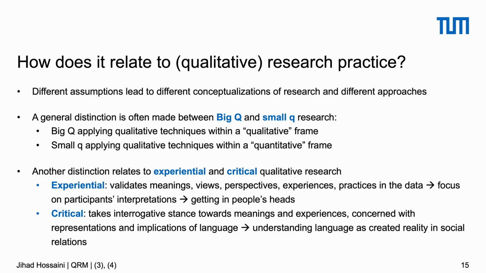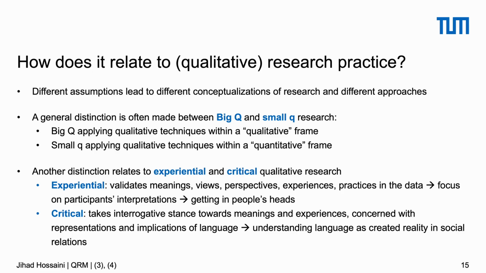Another distinction that we have is the distinction between experiential and critical qualitative research. Again, this is something that you will find in the Braun and Clarke book, and I think in the Willig book too, but you will find it for sure in the Braun and Clarke book. Experiential qualitative research will focus on experiences, views, perspectives, practices, things like that. And these will be assumed to have some sort of relation to one truth.